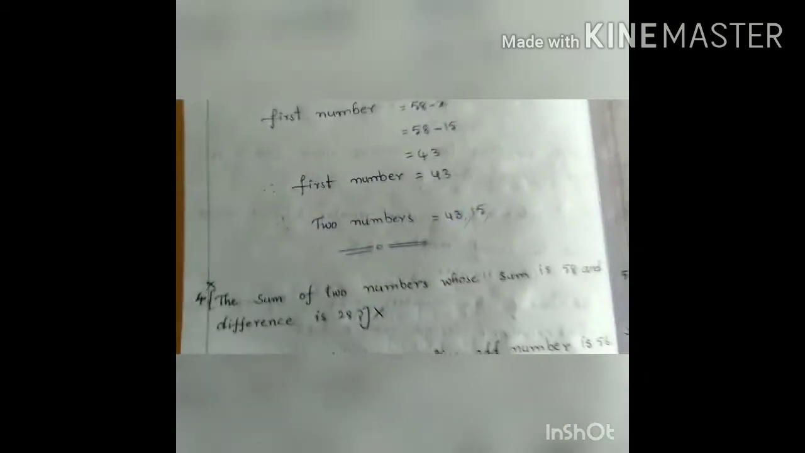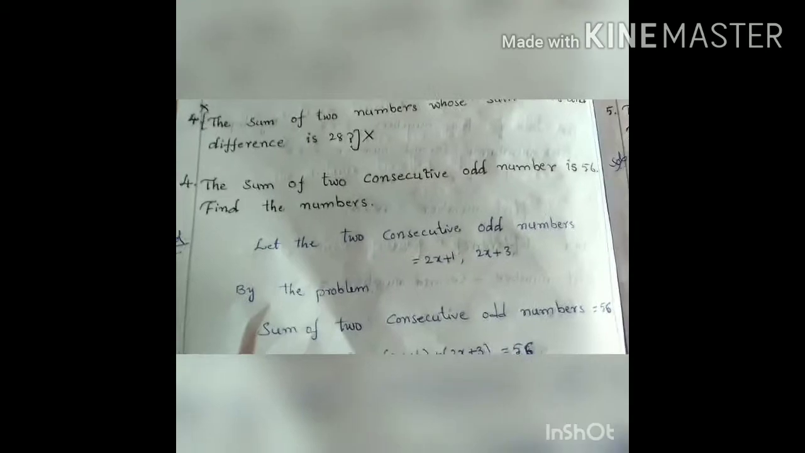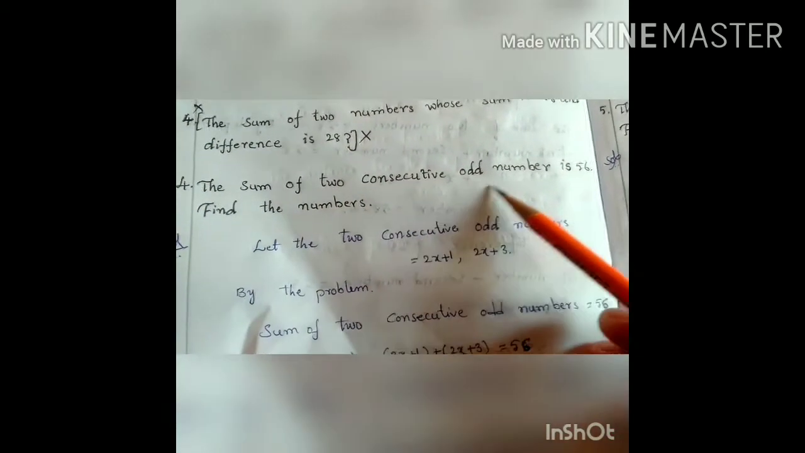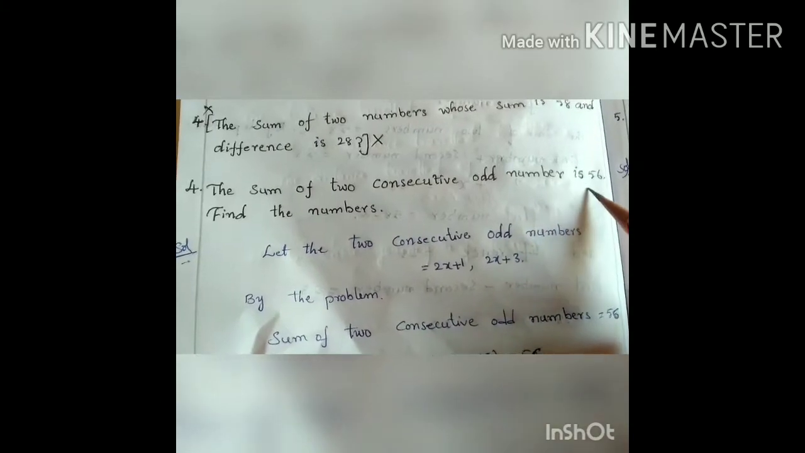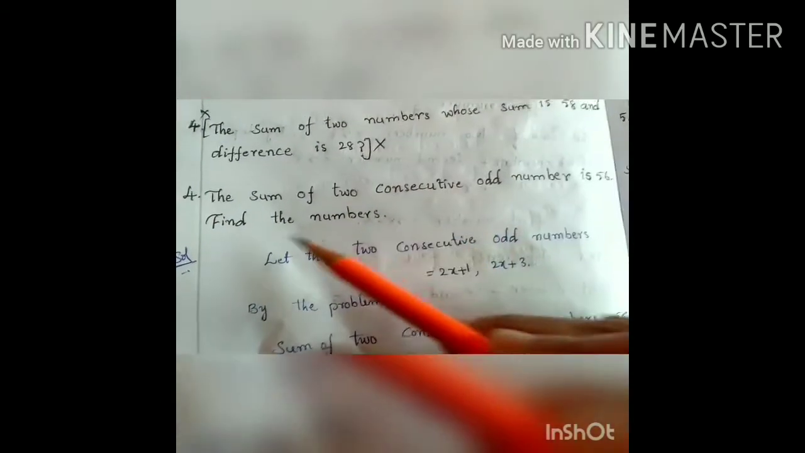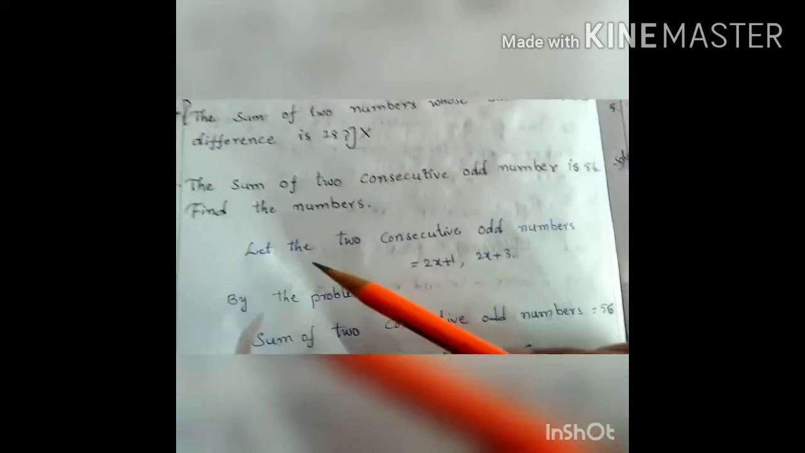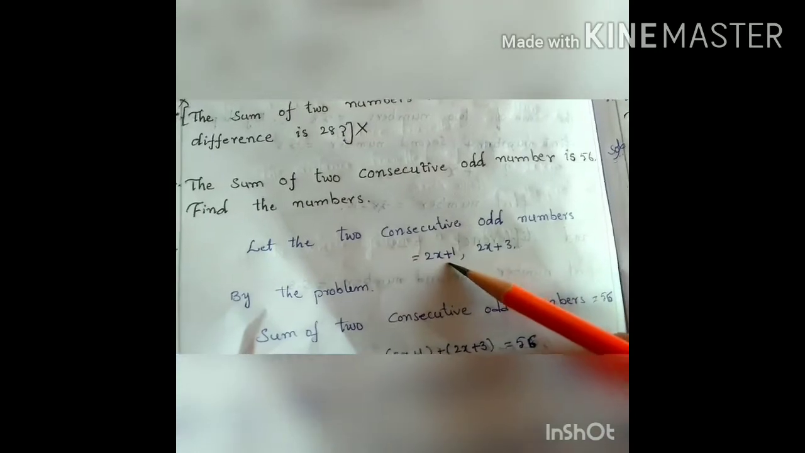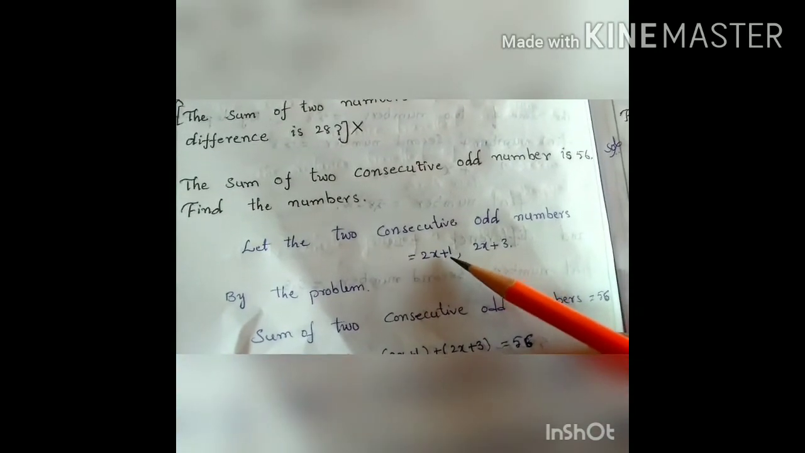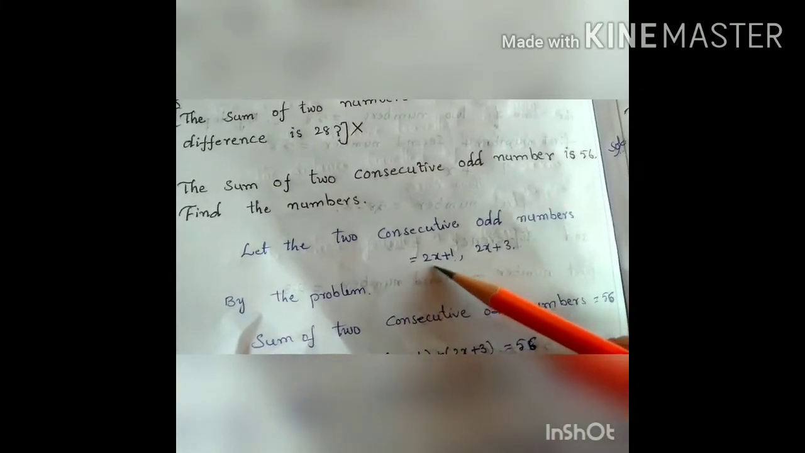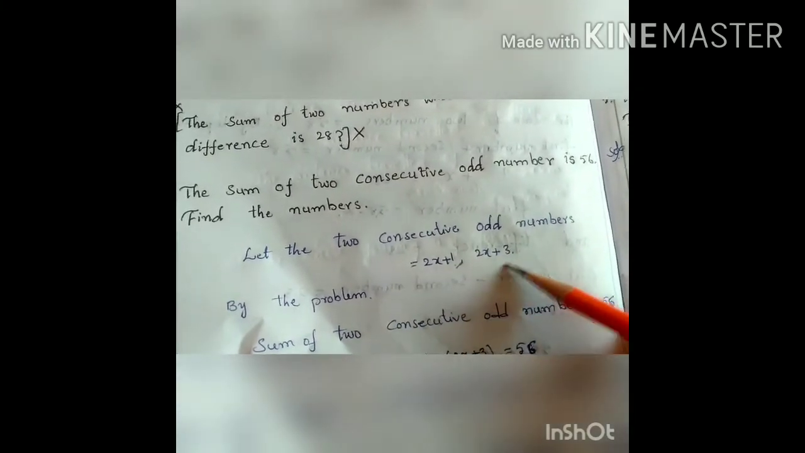Okay children, next question. Fourth question. The sum of two consecutive odd numbers is 56. Find the numbers. So let the two consecutive odd numbers, which are not given, be taken. Odd numbers means 1, 3, 5 like that. So 2x plus 1 and 2x plus 3.